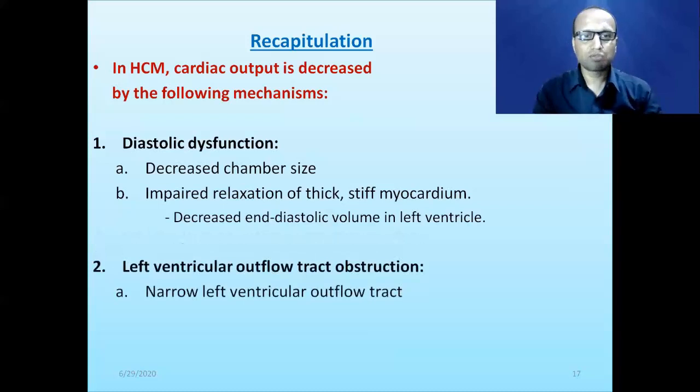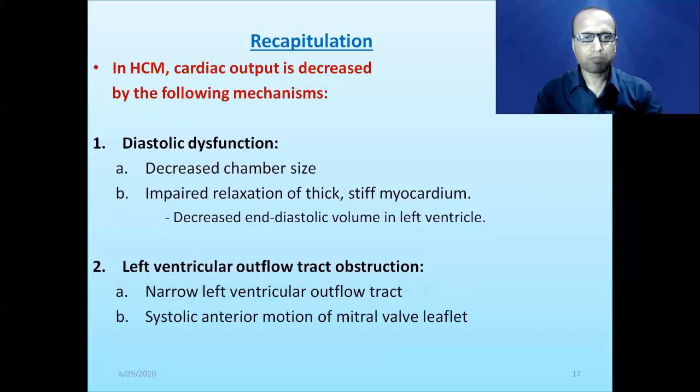Left ventricular outflow tract obstruction also contributes to decreased cardiac output, but not all patients have left ventricular outflow tract obstruction. The left ventricular outflow tract is narrow because of asymmetric septal hypertrophy. And there is also obstruction to the flow of blood from the left ventricular chamber to the aorta because of systolic anterior motion of the mitral valve leaflet.